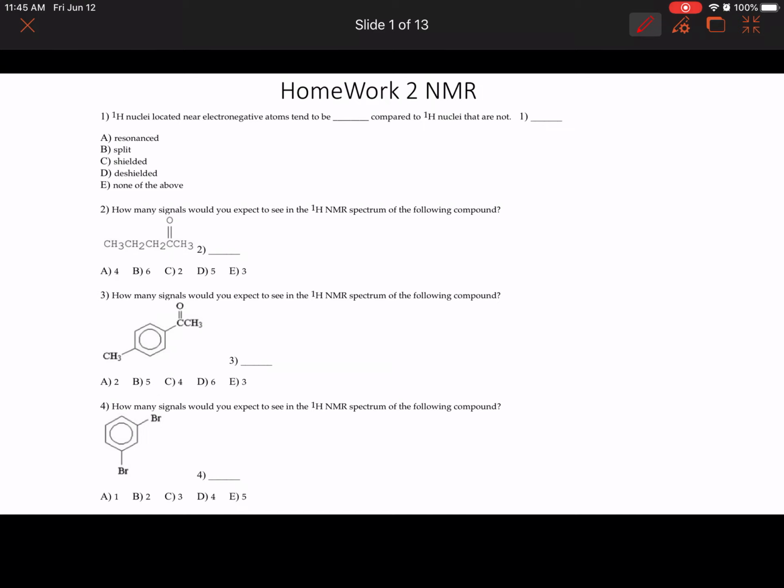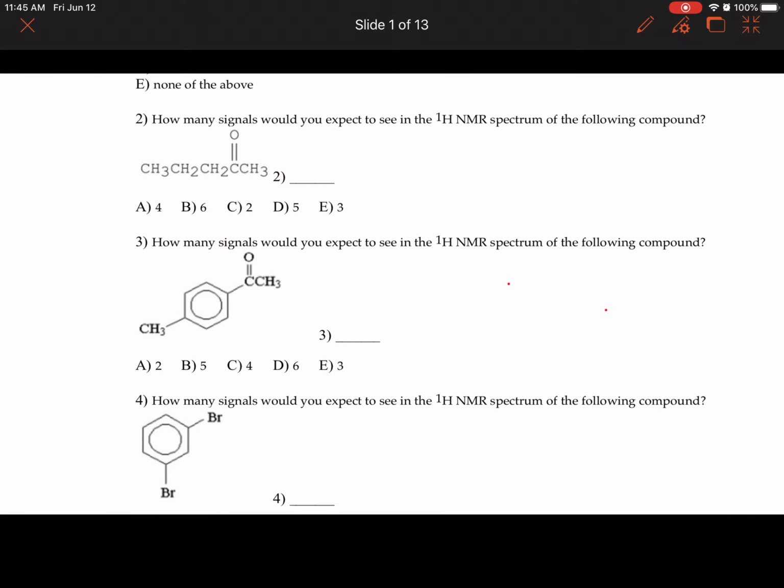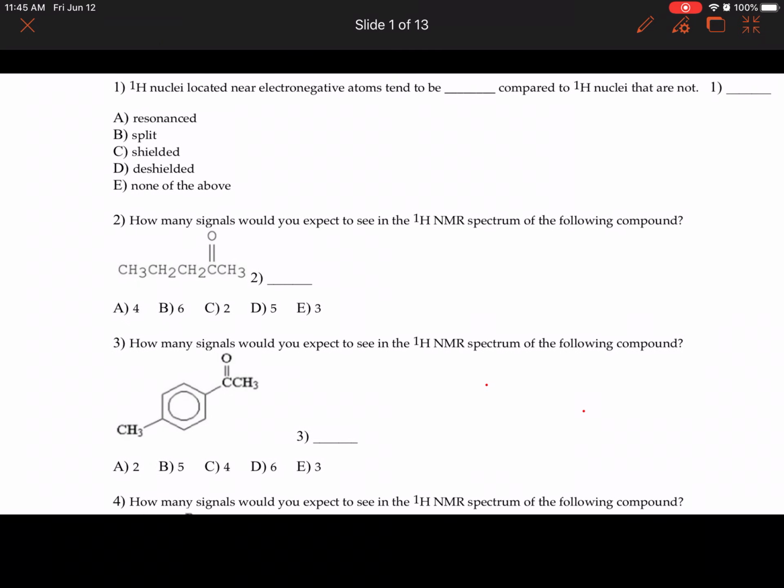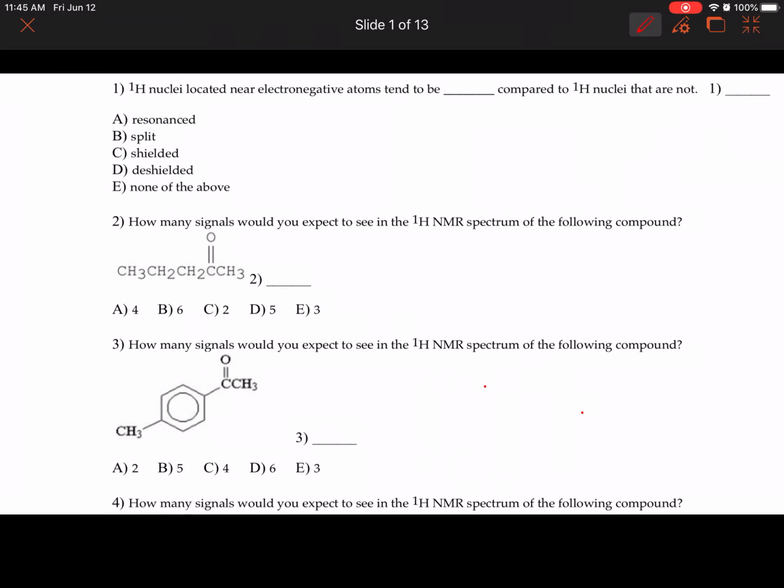And number 2, how many signals would you expect to see in the proton NMR spectrum of the following compound? Now, if we look closely at this molecule, how many different environments do we have? You guys know NMR will give signals based on the different chemical environment, meaning you can look at the hydrogens and the carbon that hydrogens are attached to and see if it is similar to the rest of the atoms or it is different.